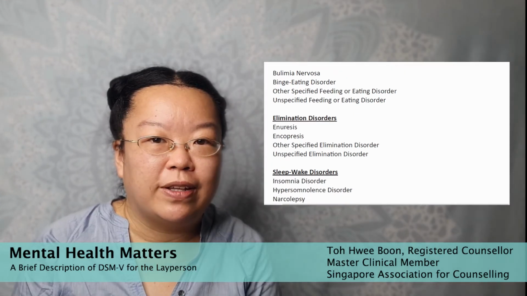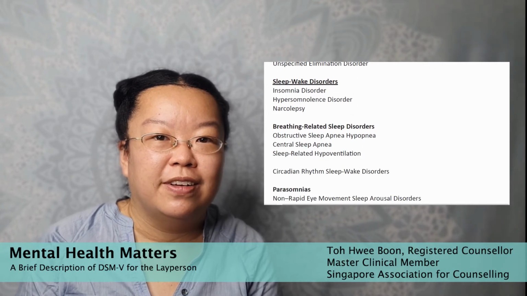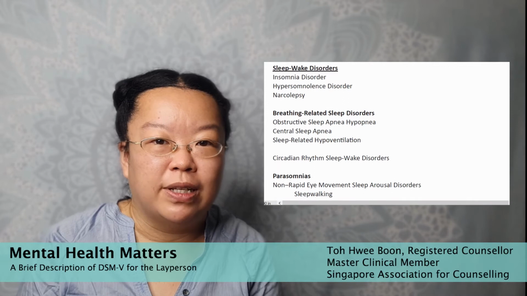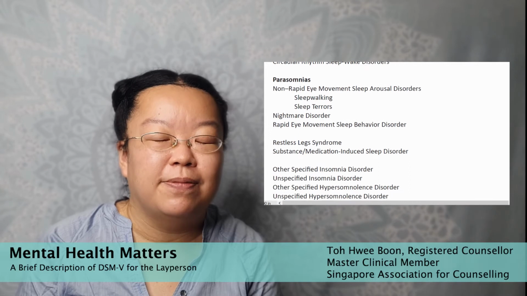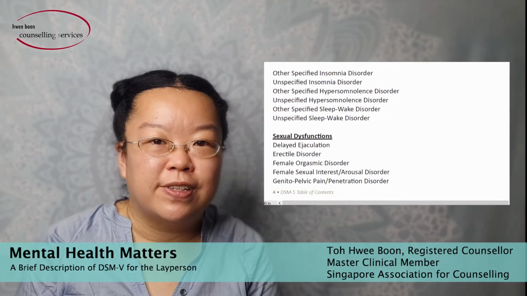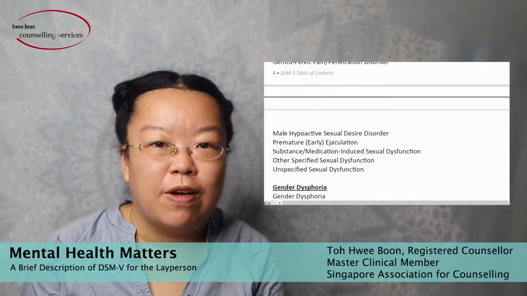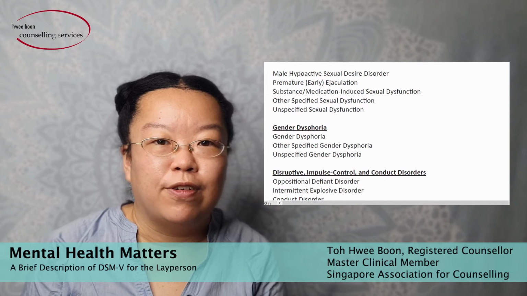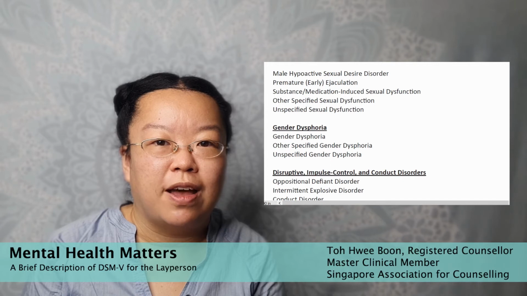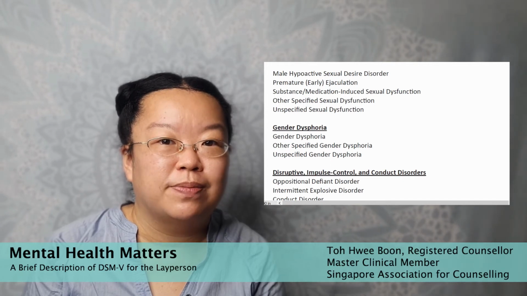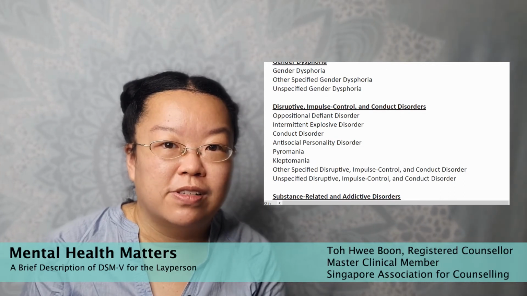You have sleep-wake disorders like insomnia, or you sleep too much, hypersomnia, or your sleep cycles are all over the place and you wake up at odd times, or you have narcolepsy, is parked here. You have sexual dysfunctions. It's also listed in DSM-V. Then you have gender dysphoria, not identifying with the gender that you are born with. So this applies to those who are in the LGBTQI+ groups.